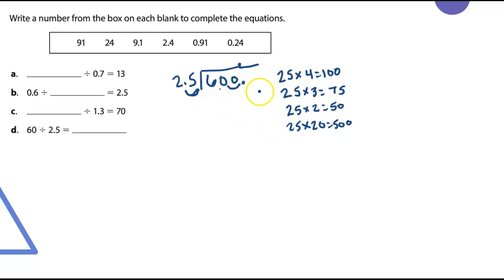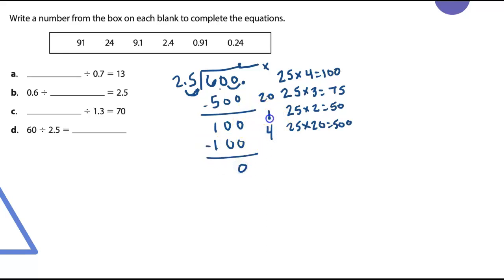So I'm going to use partial quotients, and I'm going to say, okay, 25 times 20 is 500. I'm going to subtract, and I'm left with 100. Well, I already know what equals 100. 25 times 4. I'm going to add that partial quotient, and I subtract, I get a remainder of 0. I'm going to add these two together, and I'm going to write 24 there. So the whole number of 24 is my answer for D, and I can cross it out.